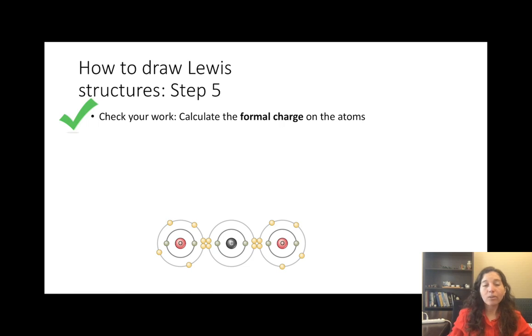So the last step to drawing Lewis structures that we didn't learn in the last video is to check your work by drawing formal charges. This is the best way to make sure that you got your Lewis structure right. If your formal charges work out and you fulfilled the octet rule on everything and you have the total electron count right, you've done it right.